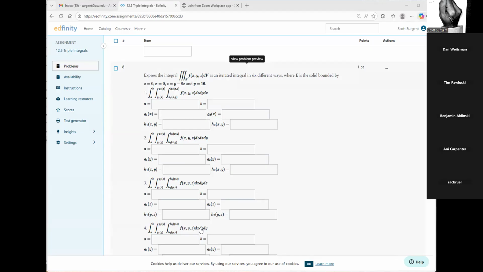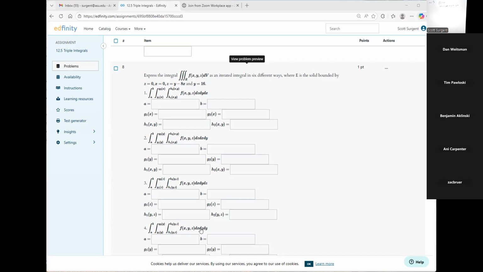We're setting up a triple integral, and the bounds are z equals 0, x equals 0, y equals 0. So we're in the first octant. No, my bad, not y equals 0. Z equals y minus 8x, and y equals 16. Okay.